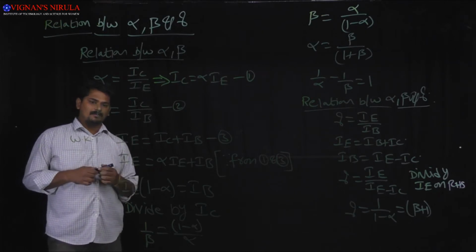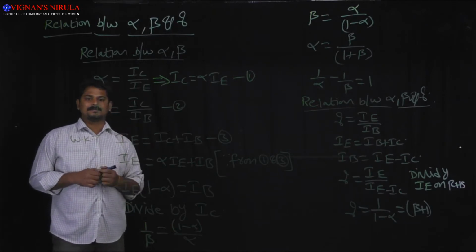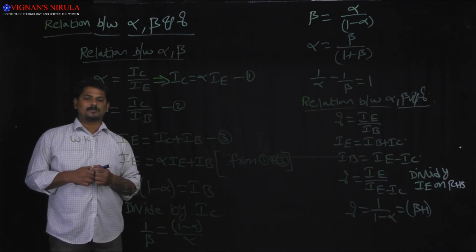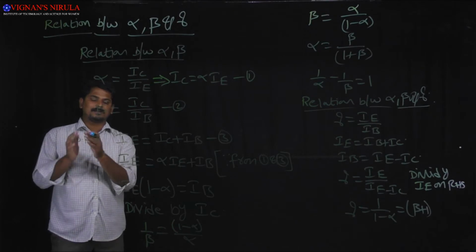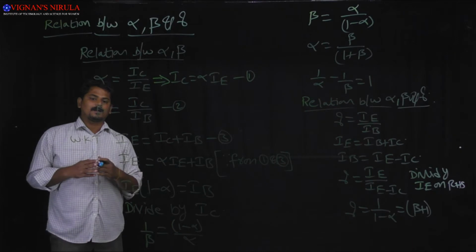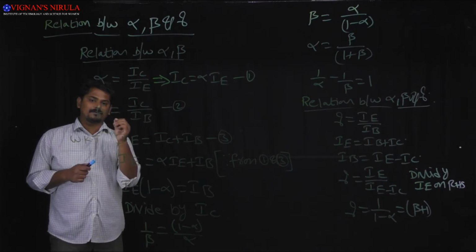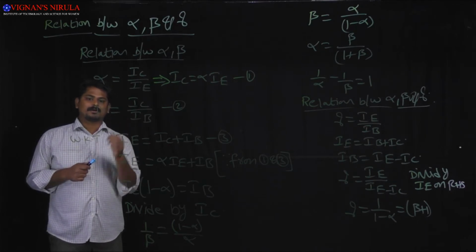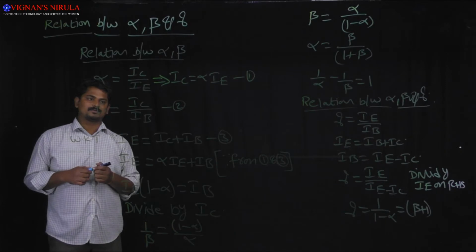And remember, the value of alpha is always less than 1, and it ranges between 0.98 and 0.99, because the carriers entering the emitter will be collected from the collector side, and due to the light doping of the base terminal, a small fraction of the current will be lost. So due to that, the alpha value lies between 0.98 and 0.99.